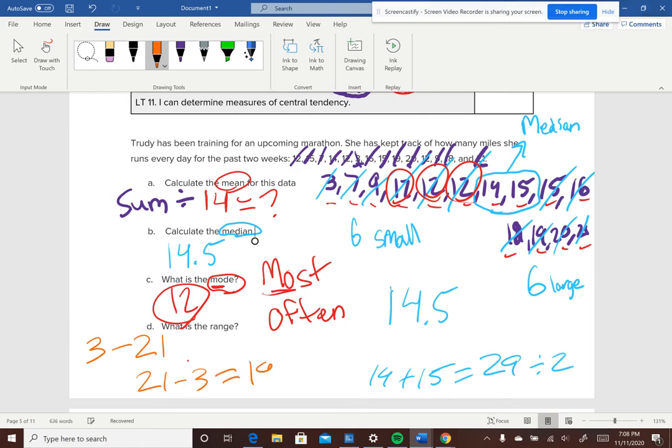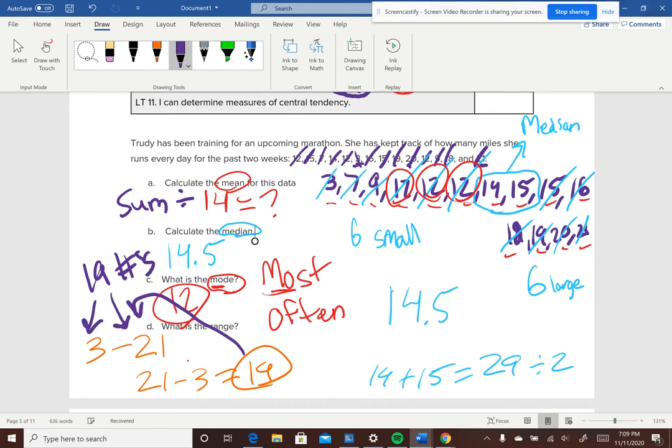And that's going to give me 19, which is basically just saying that there are 19 numbers in between my lowest value, 3, and 21. That's the range of my data. So let's say I can make shots from 3 feet away from the basket and also make shots 21 feet away from the basket. I have a 19-foot range to work with.